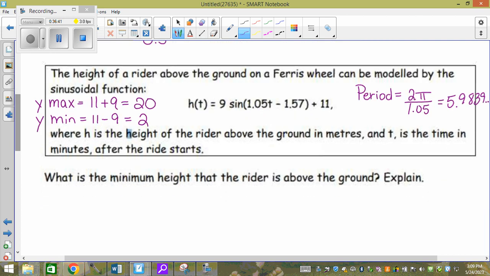This one wants the minimum height. Do I have to do any of what we just did? No, the minimum height would be 2, right? We could get that quickly. 2 meters.